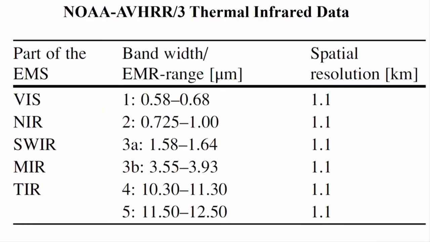Now this is also a very famous sensor, the NOAA AVHRR/3 thermal infrared sensor. Here we see it also has the VIS band, the visible range band, which works in 0.58 to 0.68, then NIR, then SWIR, MIR, and then when we come to the thermal infrared range, the bands are band number 4 and 5. Band number 4 works between 10.3 to 11.3 micrometer. Band number 5 works from 11.5 to 12.5 micrometer, and both have a spatial resolution of 1.1 kilometer.